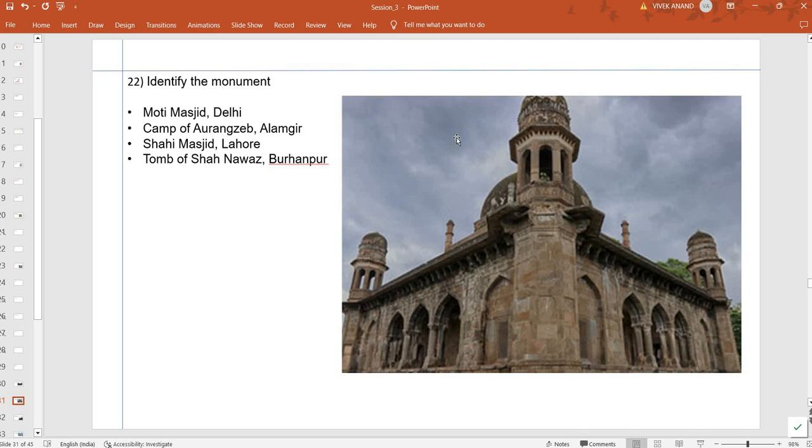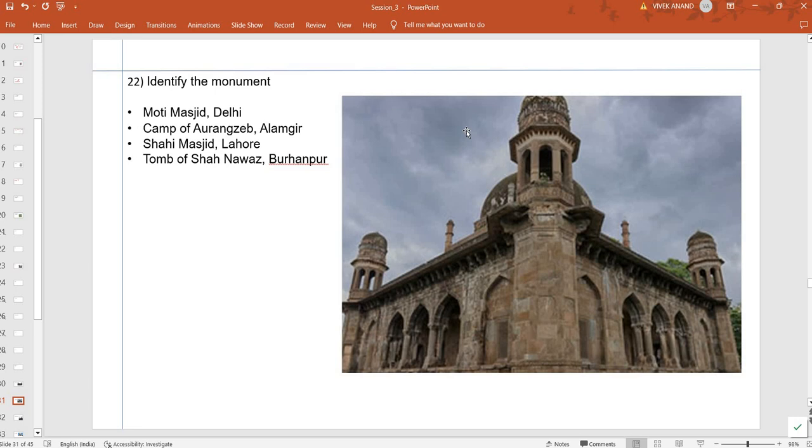So the first option is Delhi. It cannot be in the Deccan. Alamgir also, it is not in the Deccan. Lahore, it's in the western part. Burhanpur. So where is Burhanpur? Anyone? Madhya Pradesh. So that comes in the Deccan region. Am I right? Yes, sir.